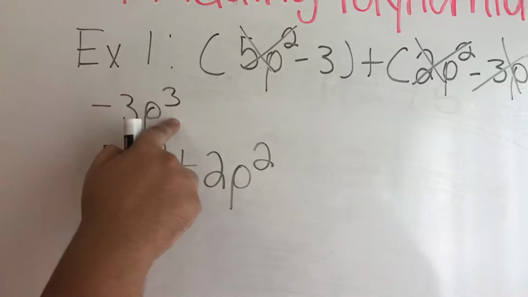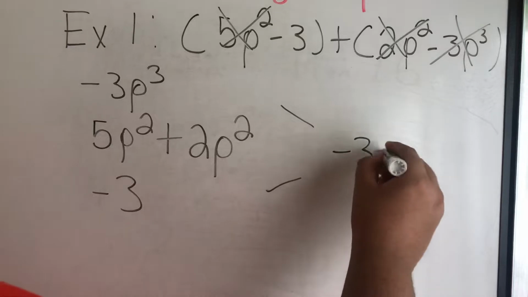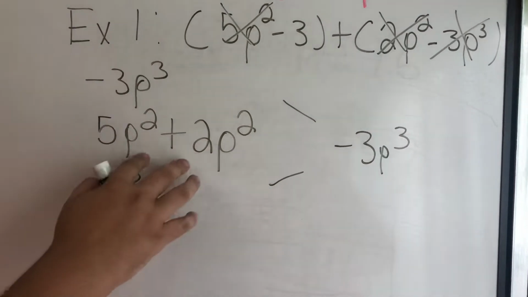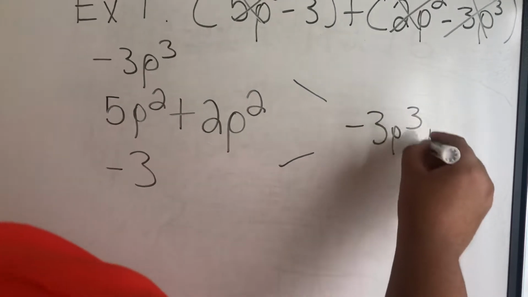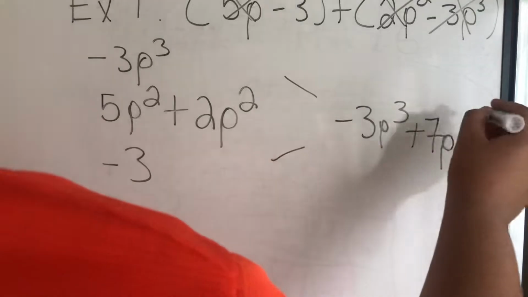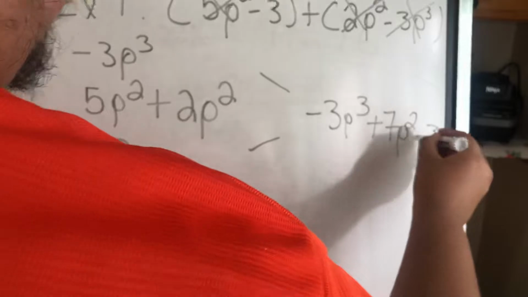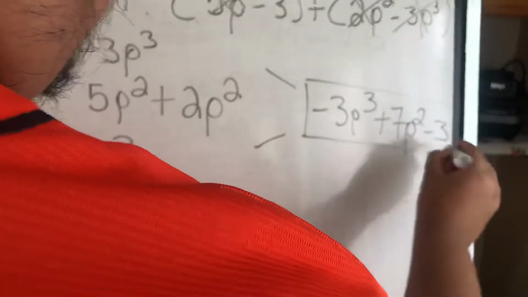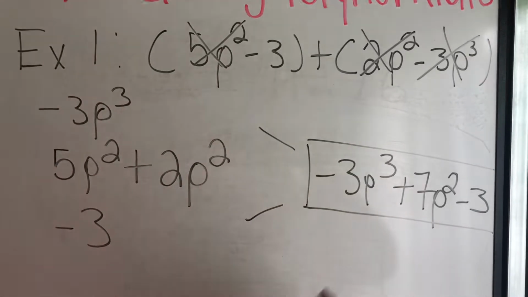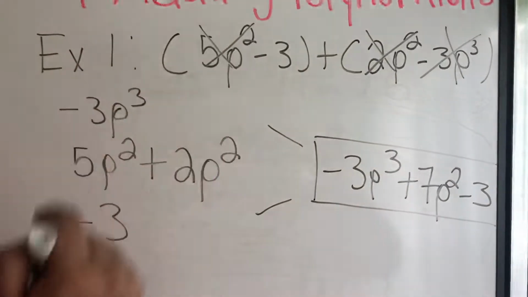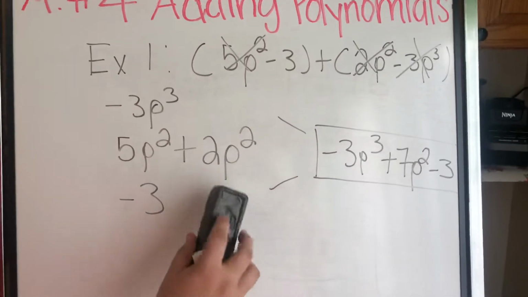Let's simplify. At the top, there's nothing to add. So that immediately goes to my answer, which is negative 3p cubed. At the bottom, you do have something you can simplify. 5 plus 2 is 7. So plus 7p squared. At the bottom, there's nothing. So I'm just going to write minus 3. And this is the answer for example problem number 1. Negative 3p cubed plus 7p squared minus 3. Let's go ahead and jump into example problem number 2.